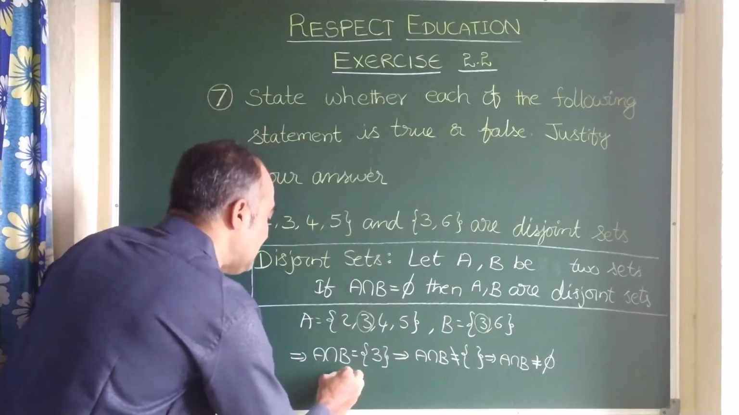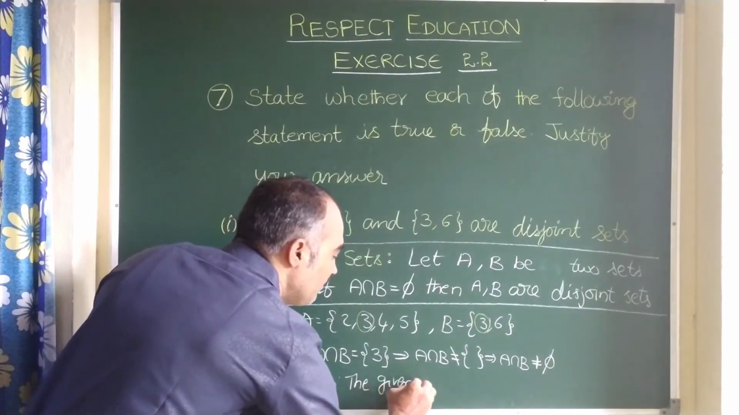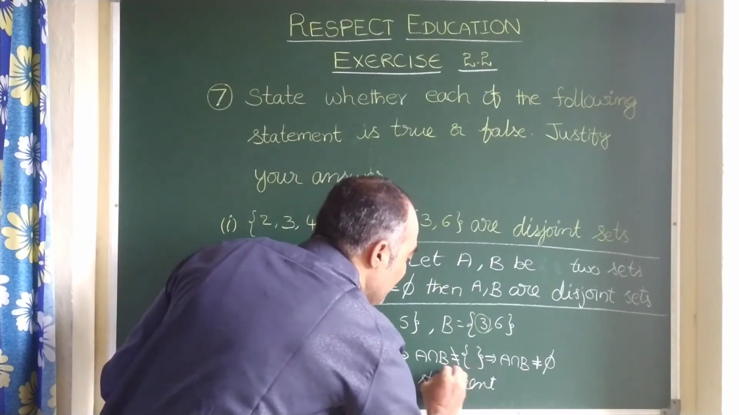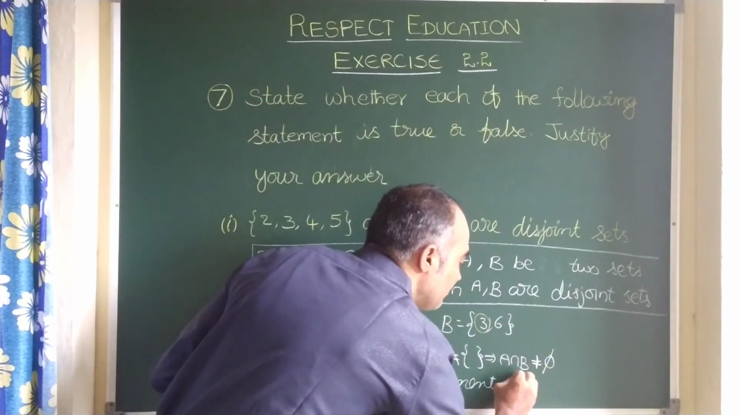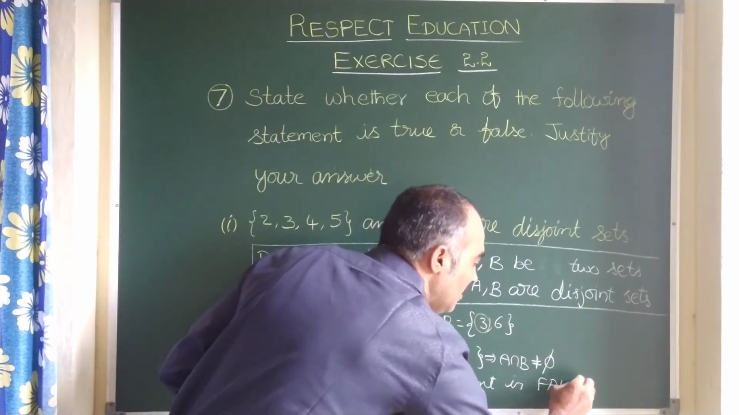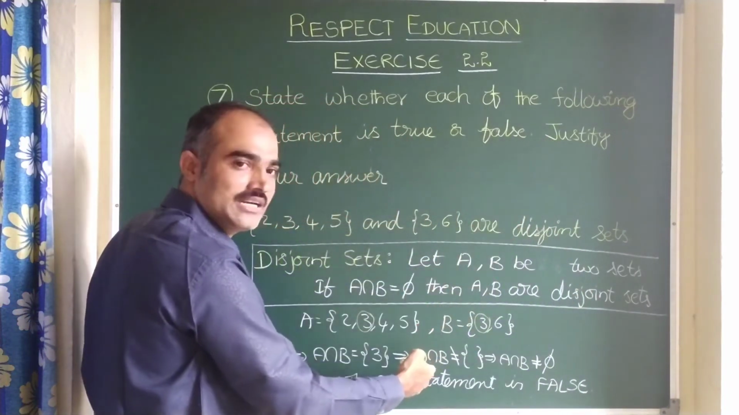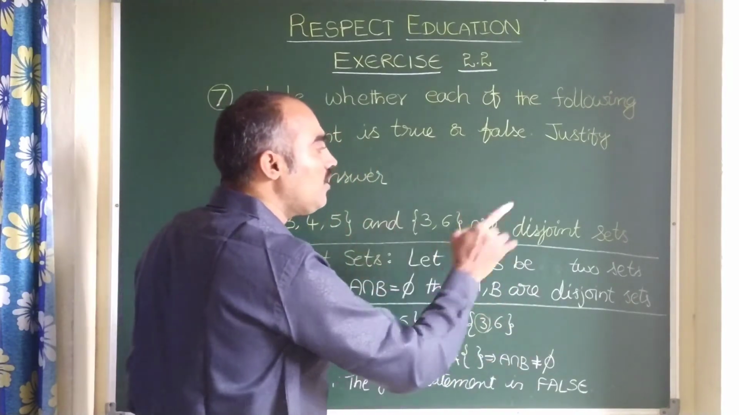So here you can write that, therefore the given statement that A and B are disjoint sets is false. The given statement is false. Here he asks us to justify or answer. This is the justification, children. Since their intersection is non-empty, that's why they are not called disjoint sets.